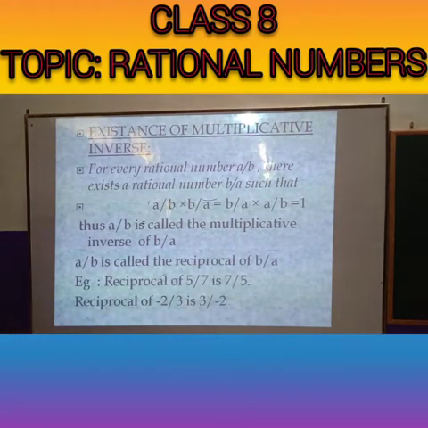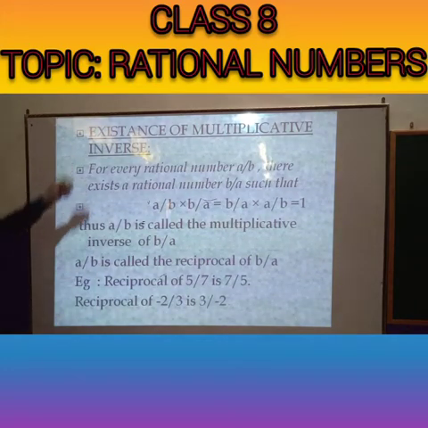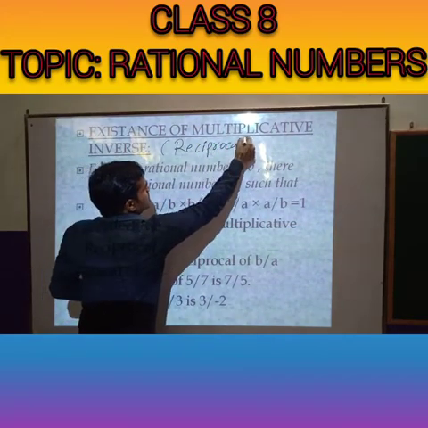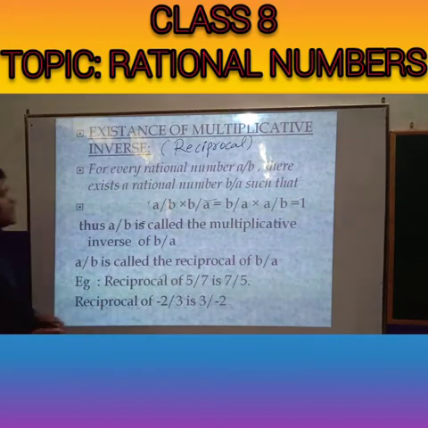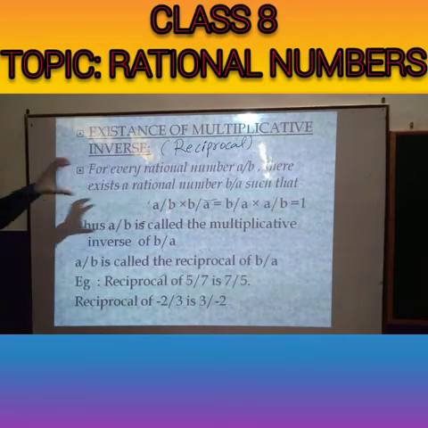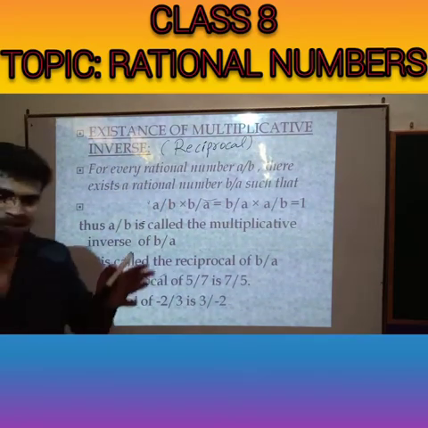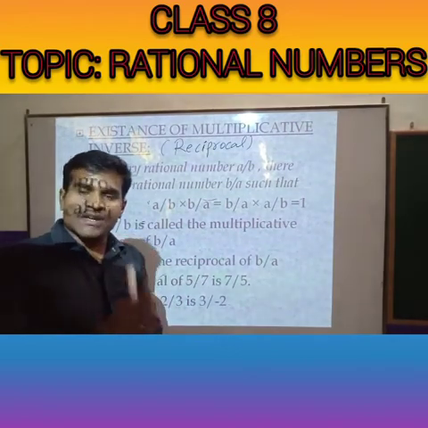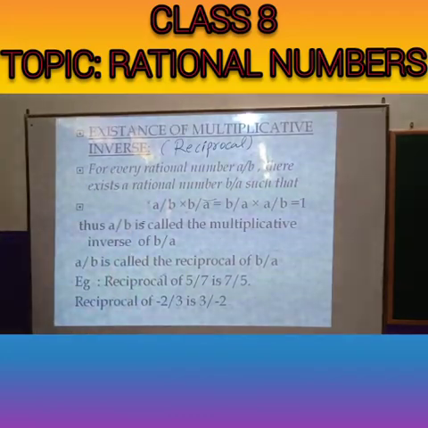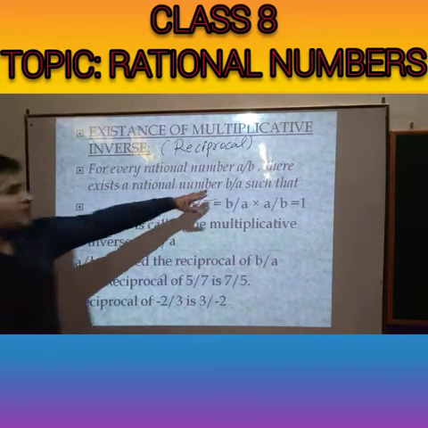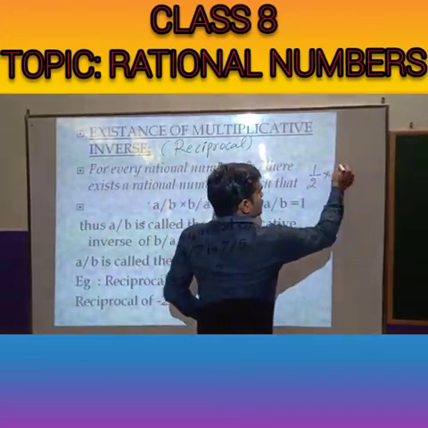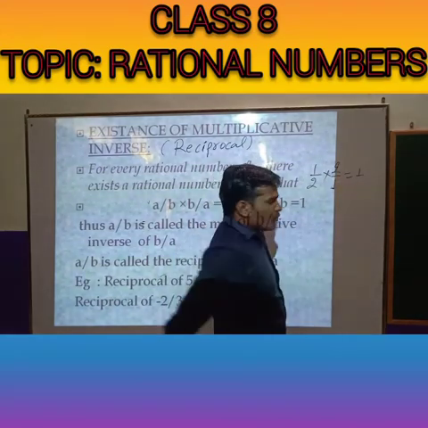Now, existence of multiplicative inverse. Multiplicative inverse is also called reciprocal. In the last video, we learned additive inverse. In additive inverse we saw the sum of two rational numbers. If the sum of two rational numbers was 0, then they were called the additive inverse of each other. And here, for every rational number a upon b, there exists a rational number b upon a, such that, for example, 1 upon 2 into 2 upon 1 is equal to 1.